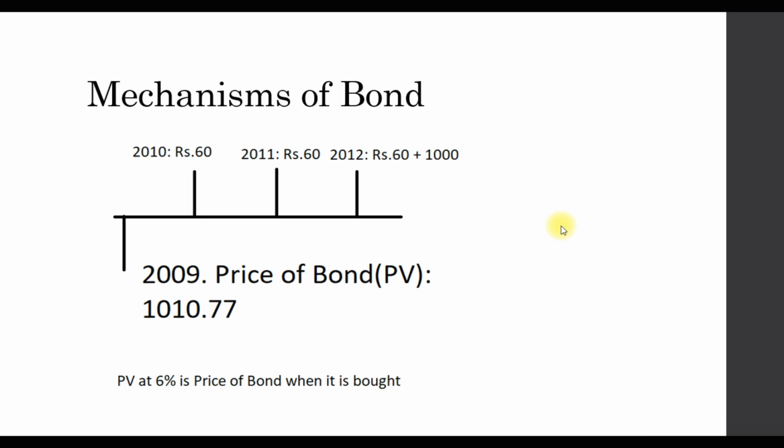Now we'll see the mechanism of bond. So for illustration purpose, we are considering how bond works. So we are considering a hypothetical situation where Indian government raised bond in the year 2009 with coupon rate 6% with 2012 maturity. So in 2009, for the investor, the price of the bond or present value is 1010.77 for rupees 1000 face value of the bond.